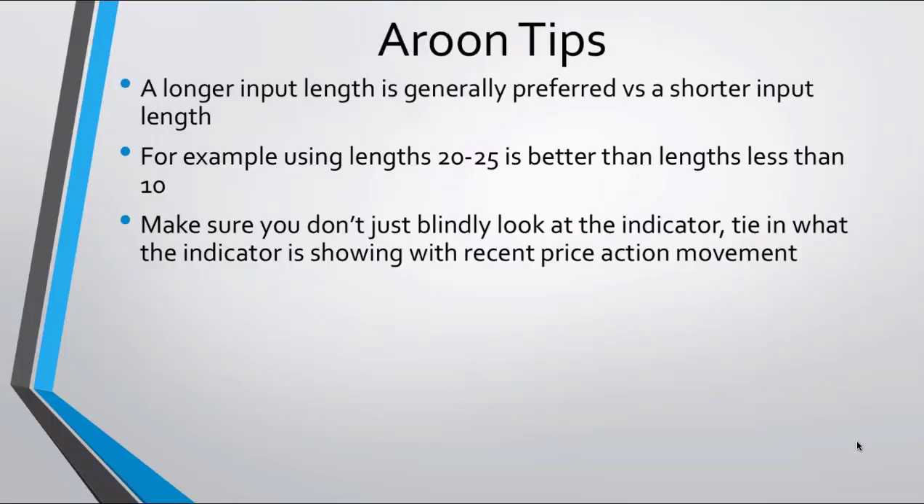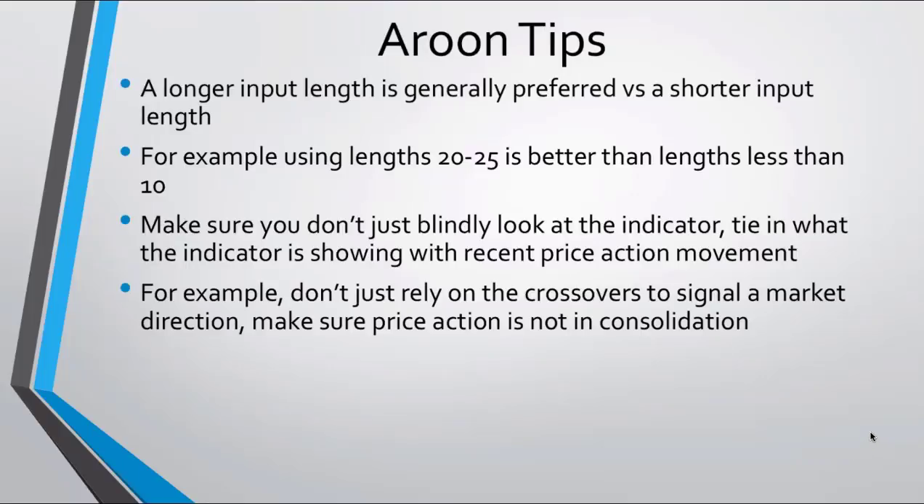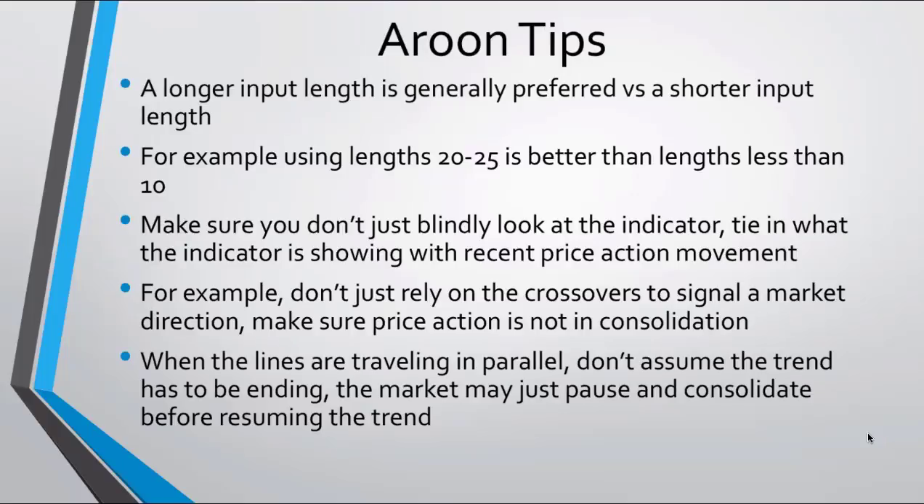Make sure you don't just blindly look at the indicator. Tie in what the indicator is showing with recent price action movement. For example, don't just rely on the crossovers to signal market direction. Make sure price action is not in consolidation first. It's broken out of consolidation. And when the lines are traveling in parallel, don't just assume the trend has to be ending. The market may just pause and consolidate before resuming the same trend that it looked like it might be breaking out of.